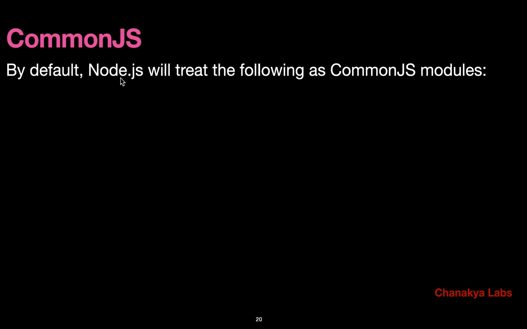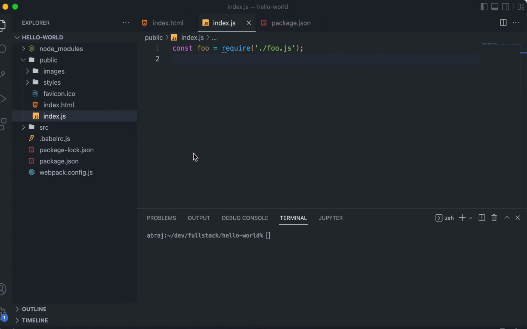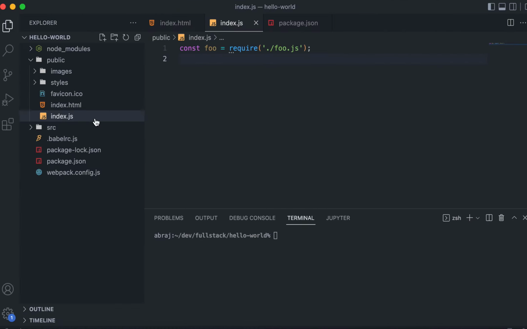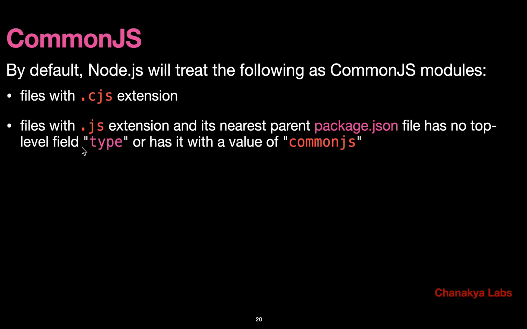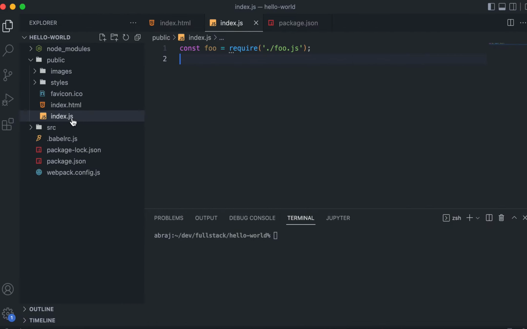So the thing is that Node.js will treat the following as CommonJS modules: if the file extension is .cjs, or if it has a .js extension and the nearest package.json has either no type or it has type commonjs. Okay, which means that if the extension is .cjs, then it will be treated as CommonJS, or if it is .js, then it checks the nearest package.json.